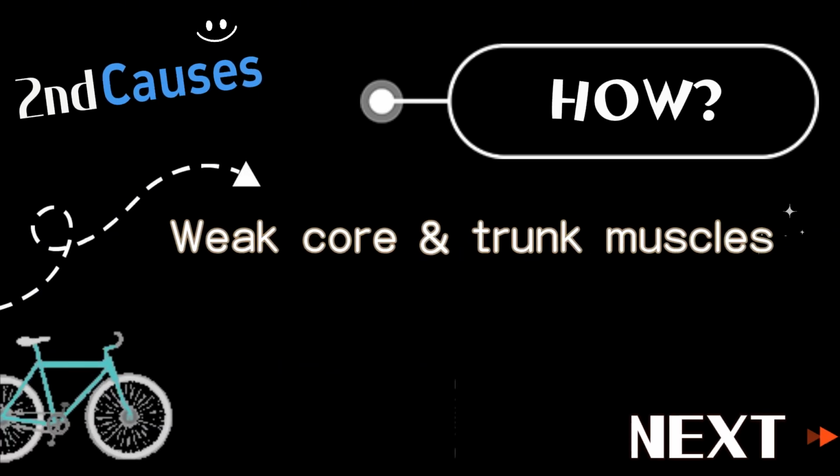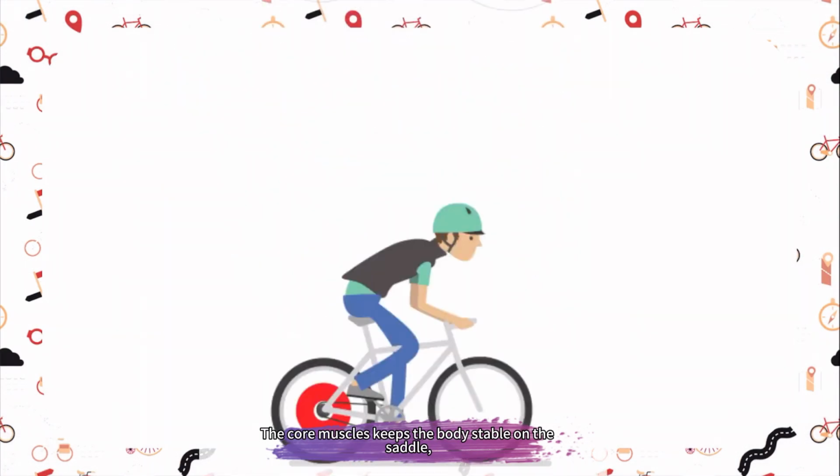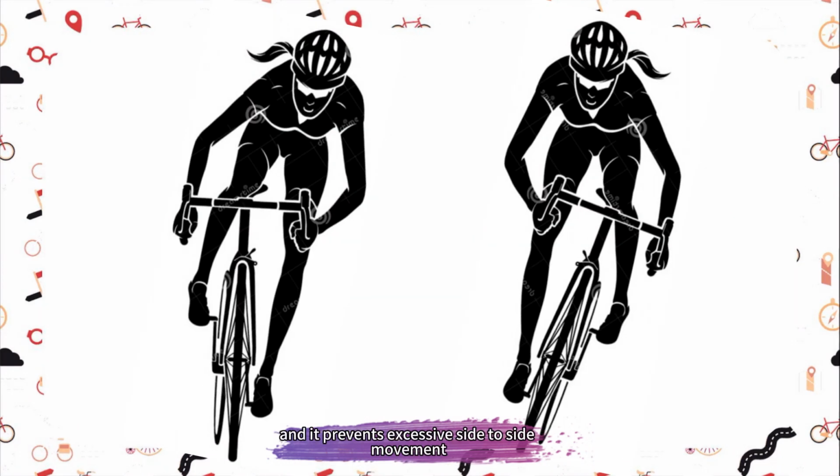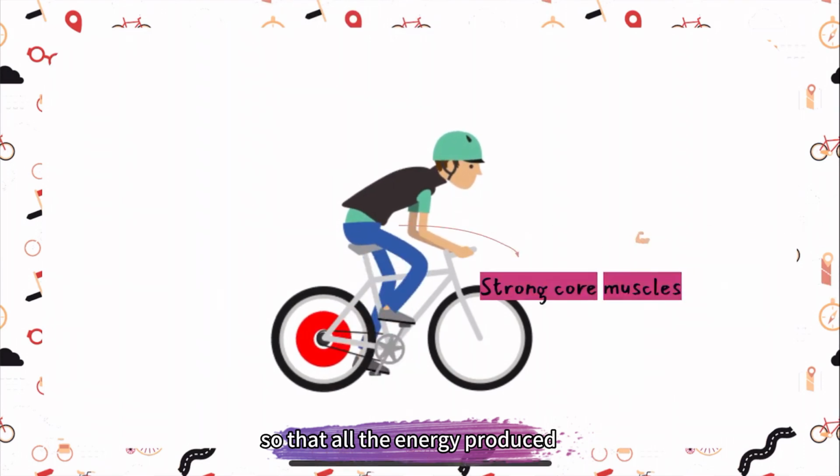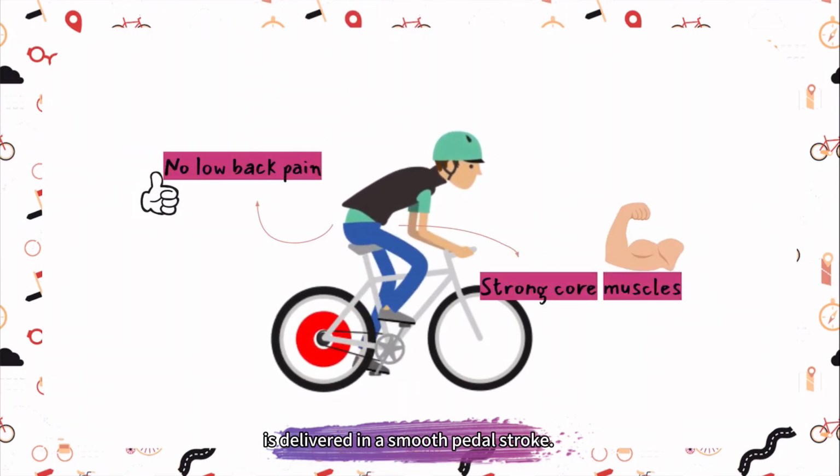Let's go into the second cause of low back pain in cyclists, which is the rider having weak core and trunk muscles. The core muscles keep the body stable on the saddle and prevent excessive side-to-side movement, so that all the energy produced is delivered in a smooth pedal stroke.